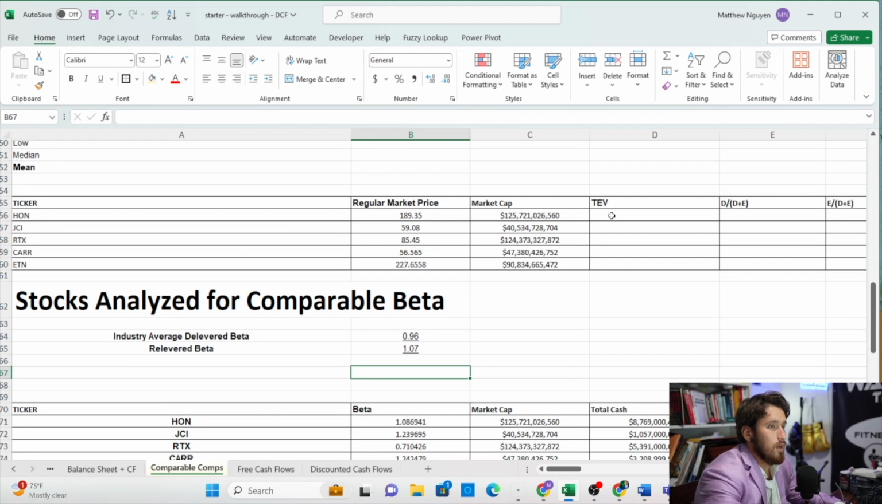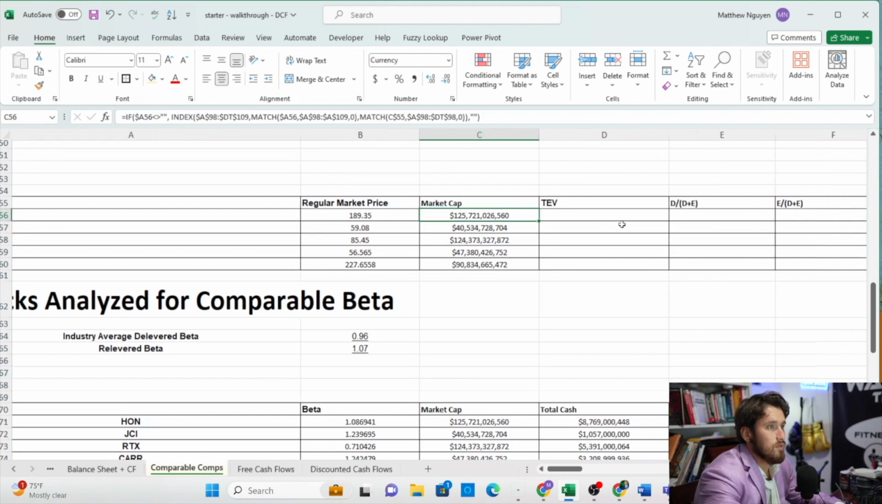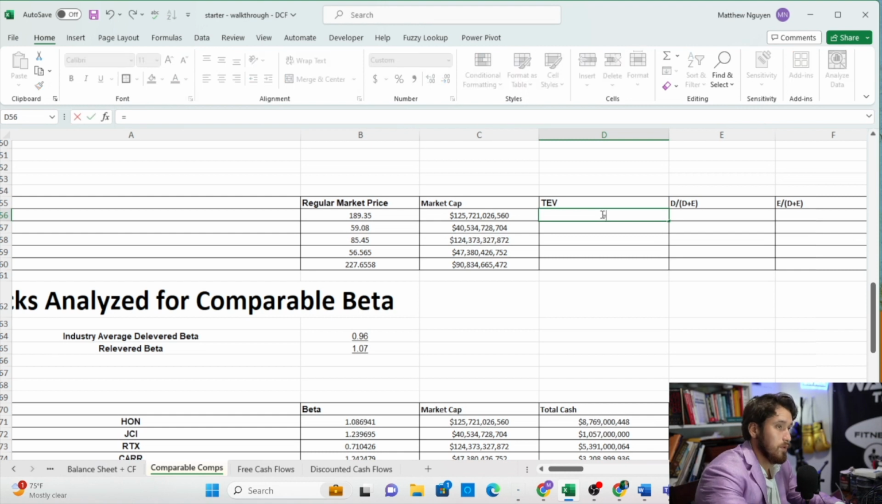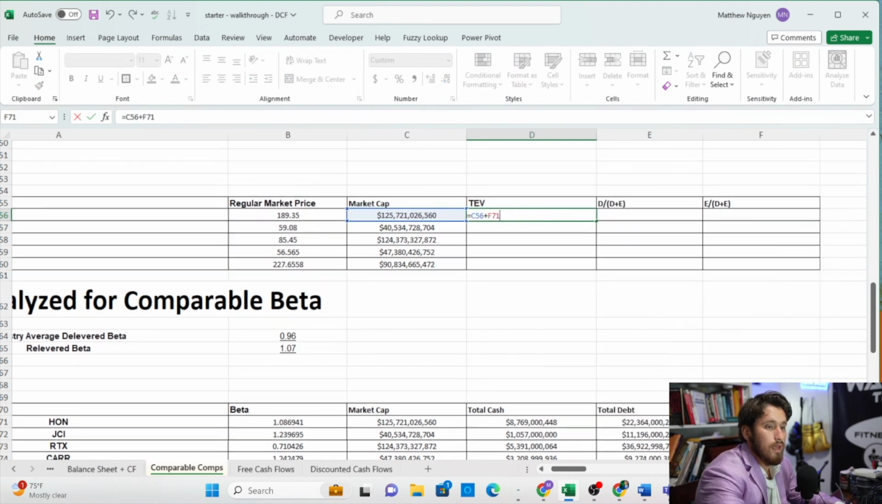What we're going to do here next is we're going to get the total enterprise value. So in order to get the total enterprise value, we're going to add the market cap to the net debt. So we'll do this plus the net debt.